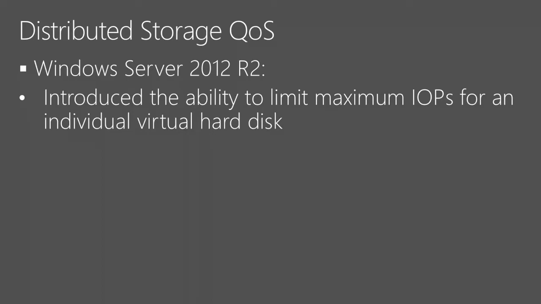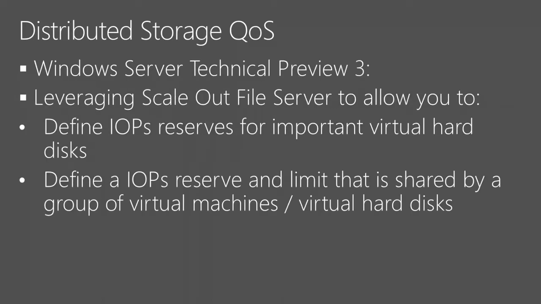So in 2012 R2, we introduced for the first time storage QoS. You know, the ability to go in and specify limits and reserves on individual virtual hard drives for virtual machines. And in 2016 Technical Preview 3, we're extending this capability, and we're allowing you to do a couple of key things. The first thing is we're allowing you to specify storage QoS policies not on the Hyper-V server, but on the scale-out file server that's backing the storage.